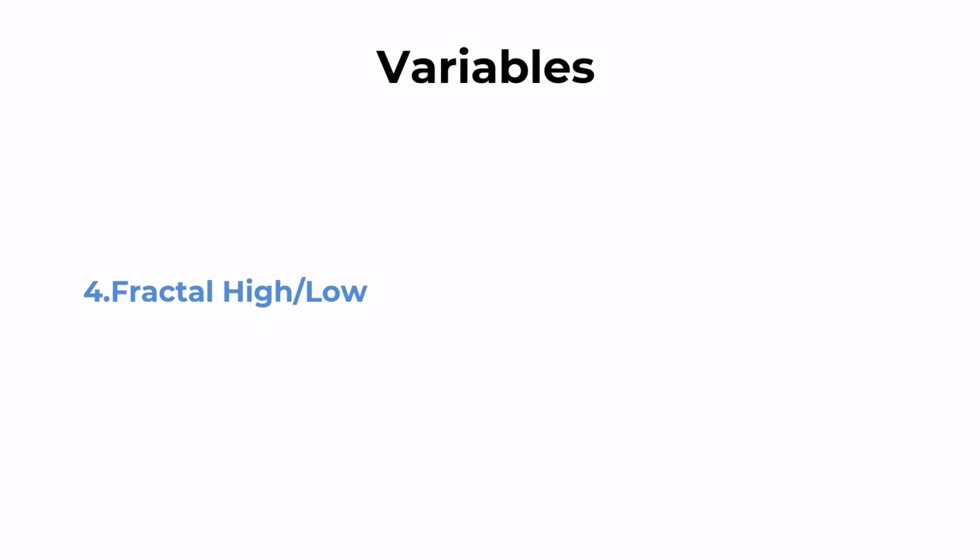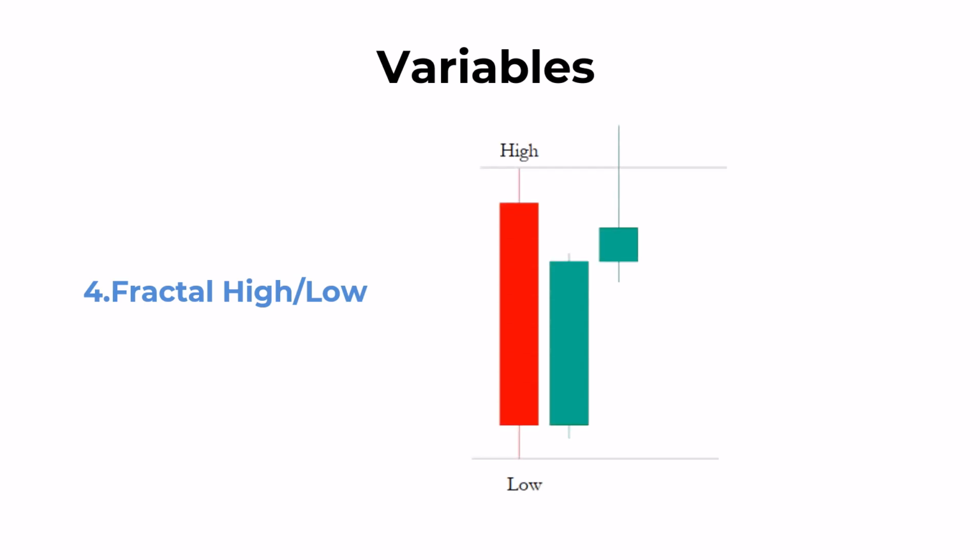Fractal low or high. These are swing points, highs or lows where price turns around. They're liquidity zones where stop losses or pending orders pile up. Most traders recognize these as key support or resistance levels.